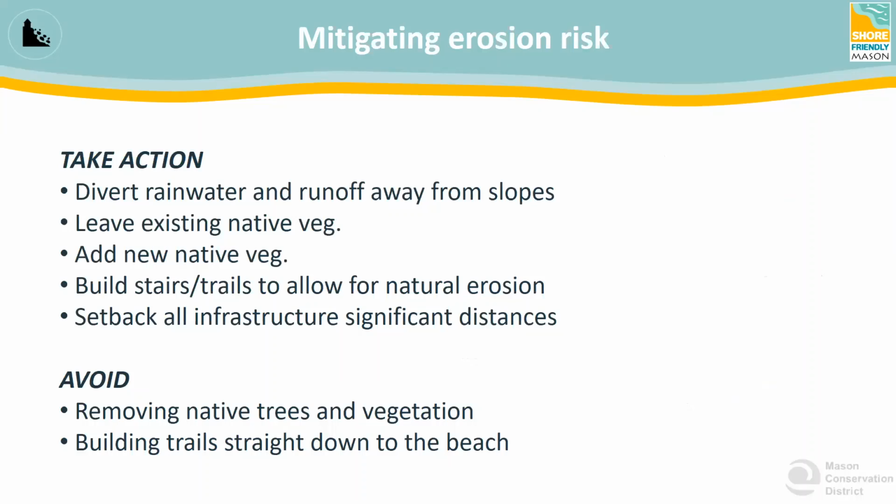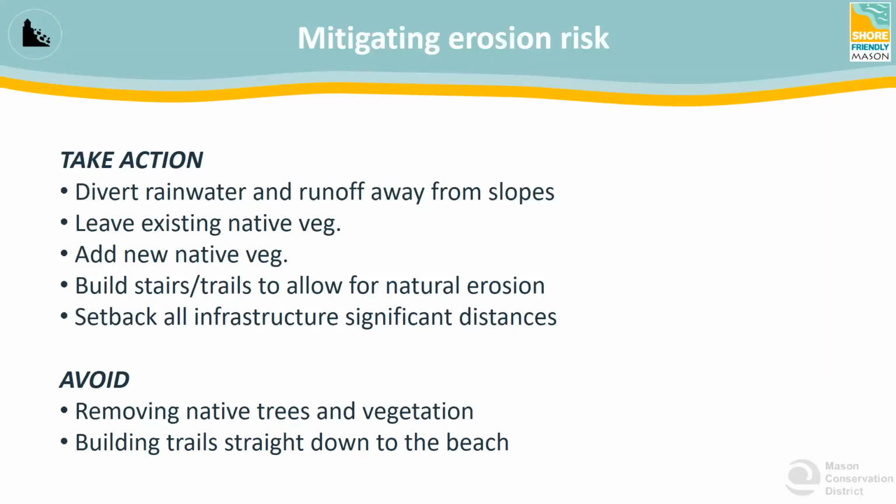So what are some actions I can take if I'm not seeing problems right now, but I want to avoid them in the future? Right, there's a lot of things we can do, some of which we've already referred to. That can include diverting rainwater runoff from your slopes and managing your vegetation in a healthy way. So leave the vegetation that's there, especially if it's native, and add new native vegetation where you can. Build stairs or trails in a way that allows for more natural erosion and works with nature, so your access is sustainable. And set back all infrastructure, which includes not just your house, but your wells and your septics and things like that.